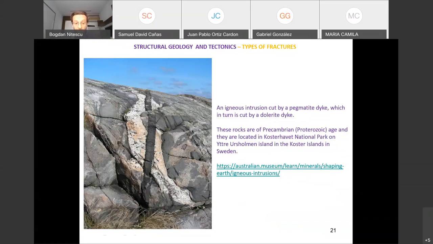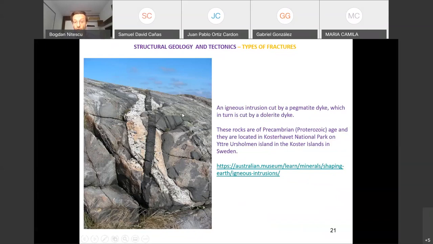Now, the other dike that you see here was mafic magma, and it's called a dolerite dike. It is a type of basalt, the dolerite. So you see felsic magma, mafic magma. The two fissures are called dikes.